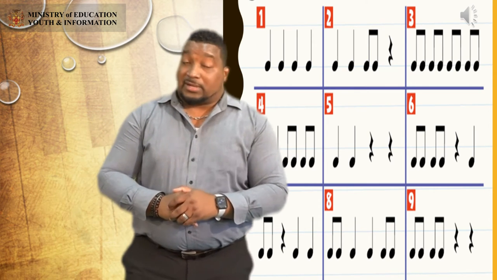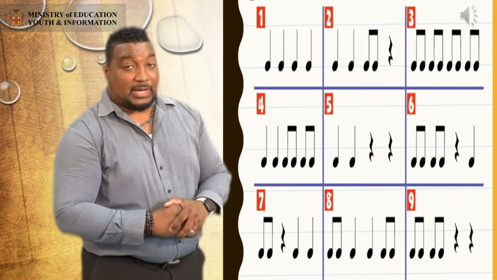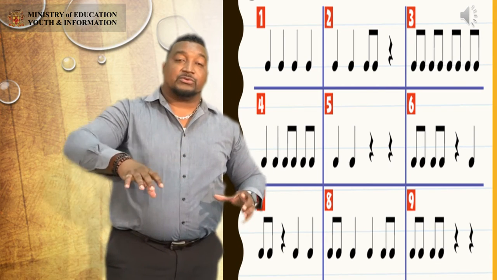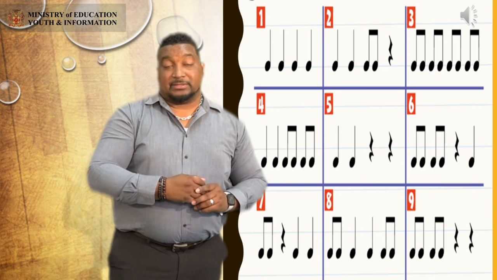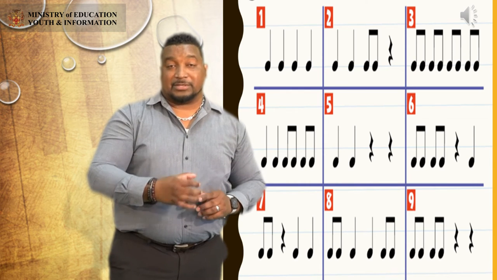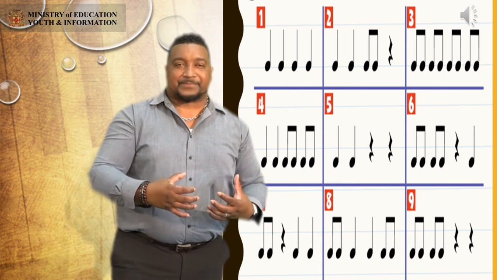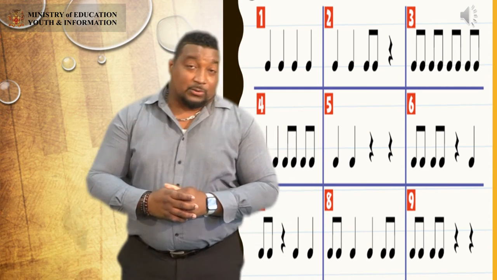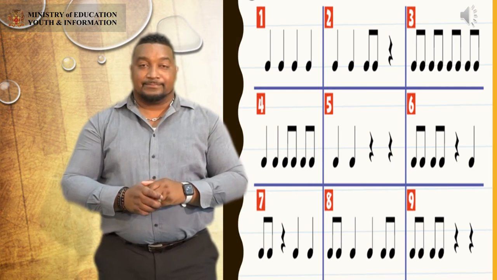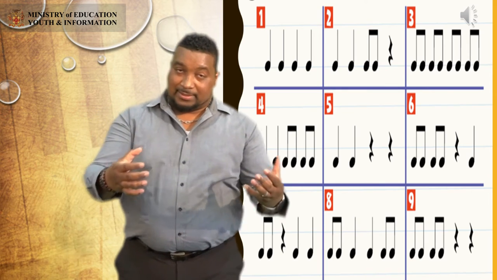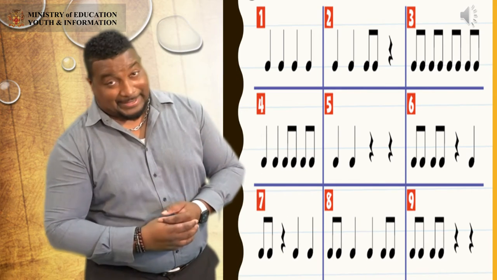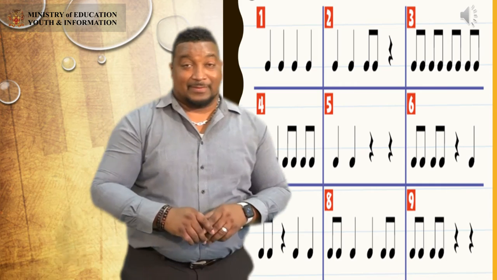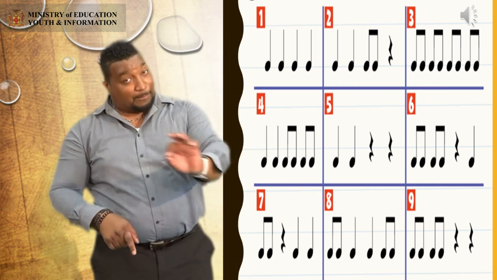If we were to clap those, we can use utterance patterns. That's what we call them in music. You use them to remember the rhythm. So let's say we call all the quarter notes yam, and when we see a set of eighth notes, we say dumpling. Simple terms. So it's yam, dumpling.